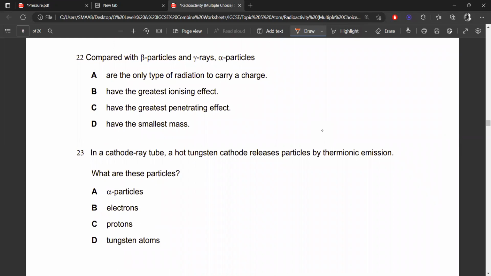Okay, compared with beta and gamma, alpha particles are... so we need to compare with beta and gamma, and we are talking about alpha particles. Oh, B. Yes, they have the greatest ionizing effect.